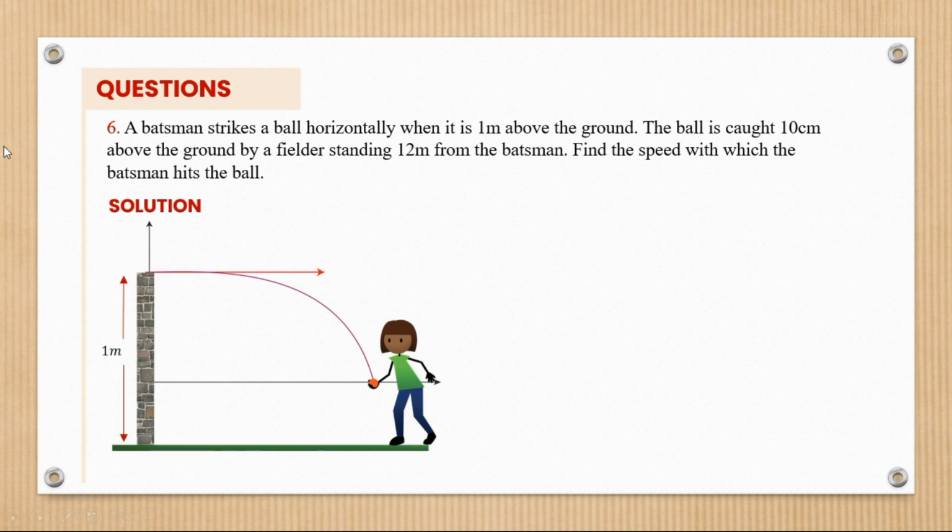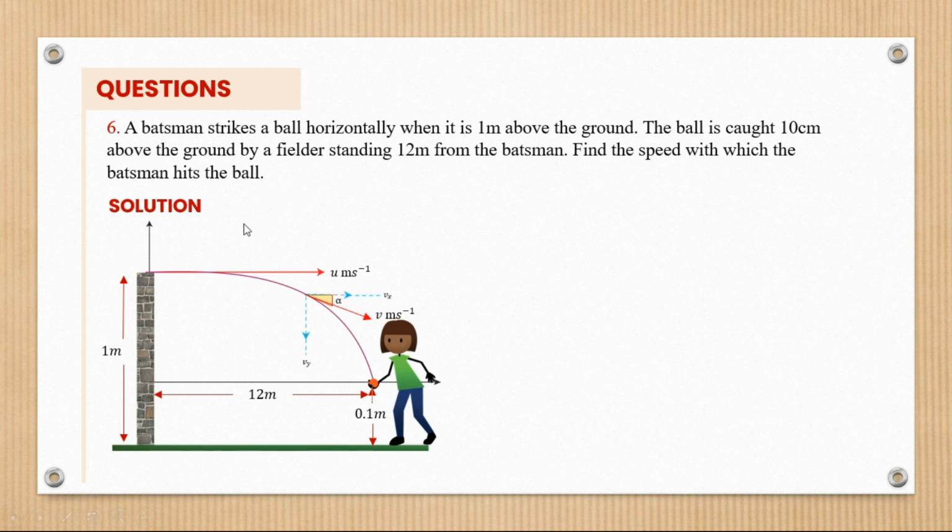The batsman has hit the ball when it is 1 meter above the ground, and that stays the same. Right now we're also going to illustrate the height above the ground from which the ball is caught, and that 10 centimeters is the same as 0.1 meters, and that's why we have that there. We can also see that the horizontal distance from where the batsman hits the ball to where it is caught is 12 meters. We don't know the initial velocity, and that is going to be the v value.